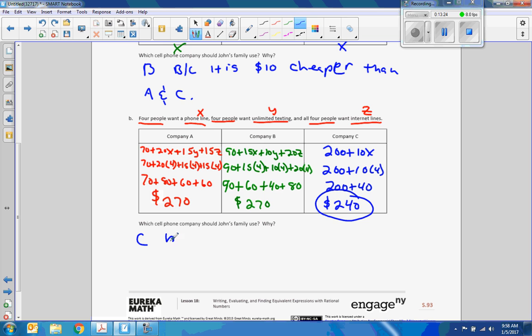Company C, because A and B were $30 more per month.